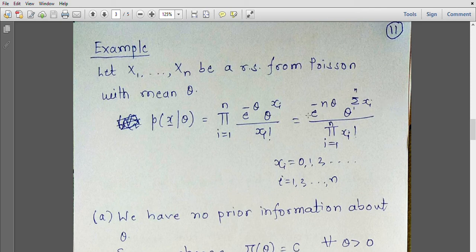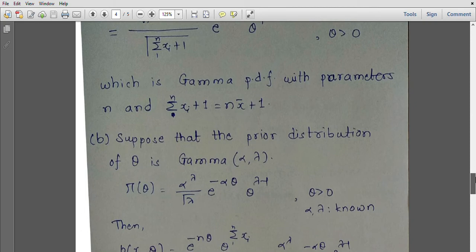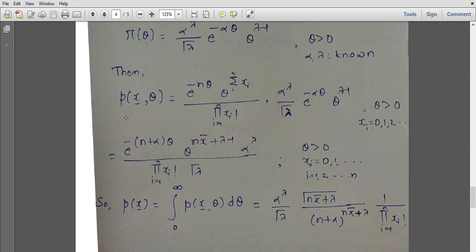So this gamma form gets retained when you have the joint distribution. This is what we had here. See here, the first term, e raised to minus n theta, theta raised to summation xi upon product of xi factorial, is coming because of the Poisson nature of the xi's. Ignore the term alpha raised to lambda by gamma lambda, but the term e raised to minus alpha theta, theta raised to lambda minus 1, is coming because we are assuming a gamma distribution. Notice that these two terms and these two terms can be merged together so that we do not change the functional form of the density function.